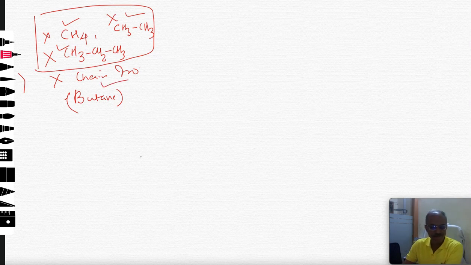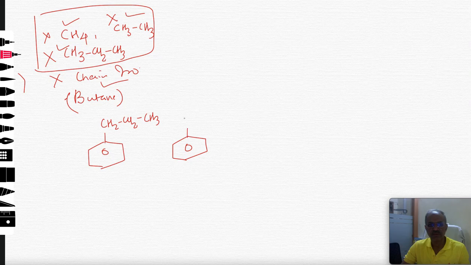Now, the same thing can be shown even by an aromatic compound. It's also very simple. Basically, if I say CH2, CH2 and then CH3, then this also can be CH3, CH3 and this is CH. At the second position it is the phenyl ring.